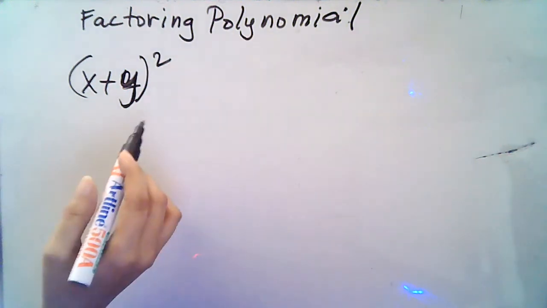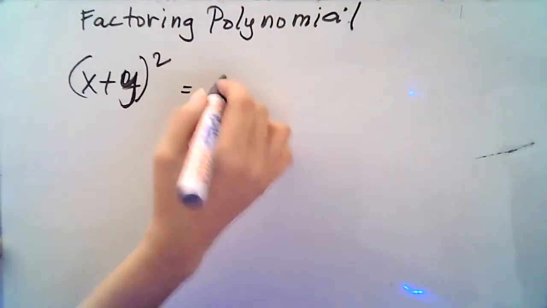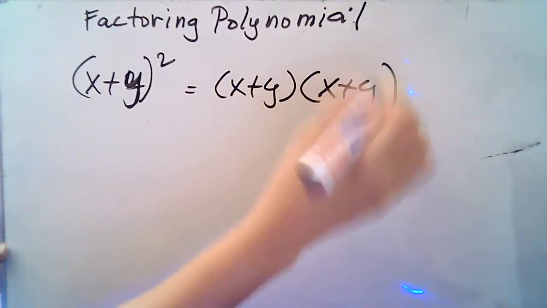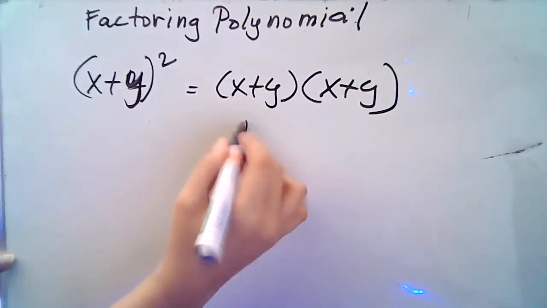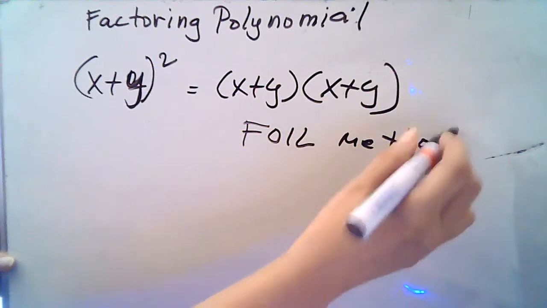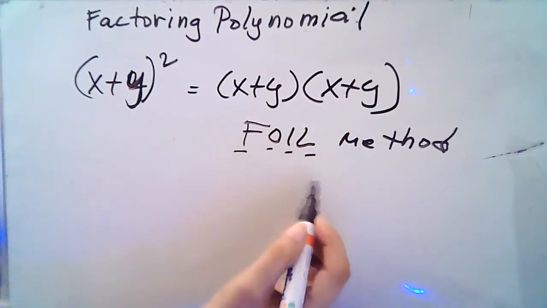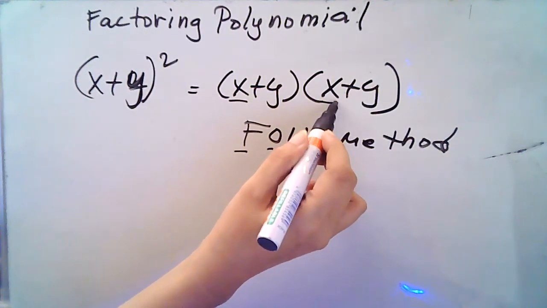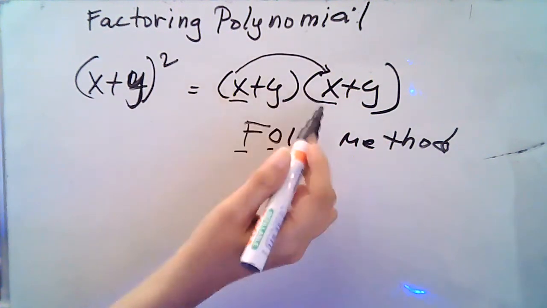So let's simplify this expression by breaking it down into simpler terms, which is the product of two binomials. Next is to find the product of this expression by using the FOIL method. FOIL literally means first, outside, inside, and last. First is the first term of each of the binomials. So x times x is x squared.